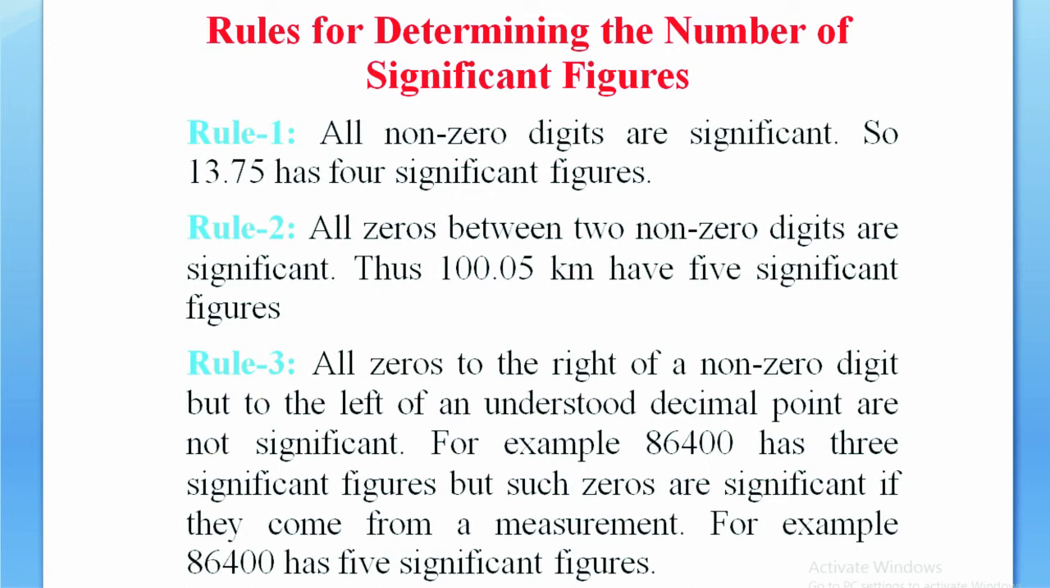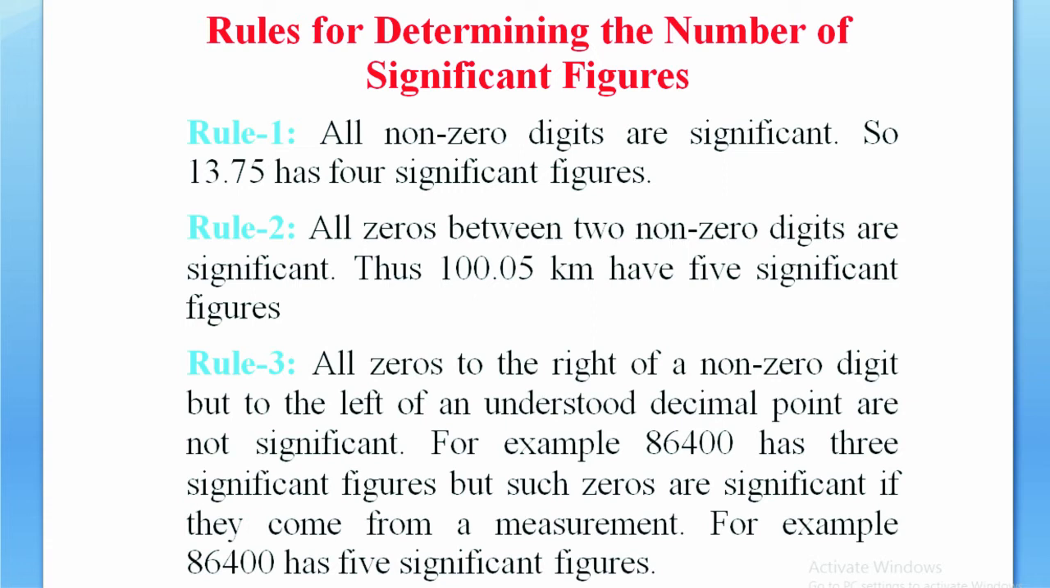Second point, all zeros between two non-zero digits are significant. For example, 100.05 kilometer has 5 significant figures. The first point is that all non-zero digits, from 1 to 9 except 0, are significant figures, but zeros may be counted as significant figures if zero lies between two non-zero digits.